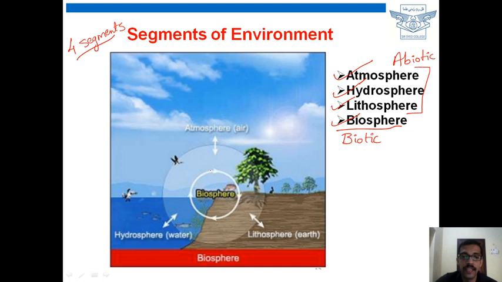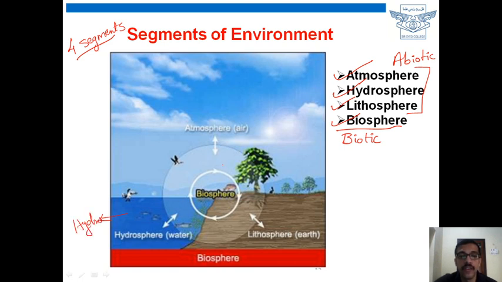Okay, and pictorially it can be represented like this. You have the water bodies on the earth's surface, which make up the hydrosphere, right?